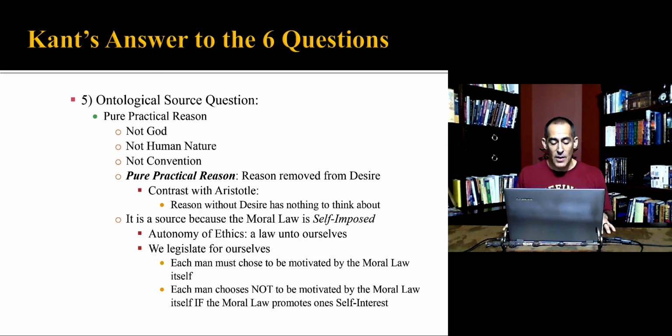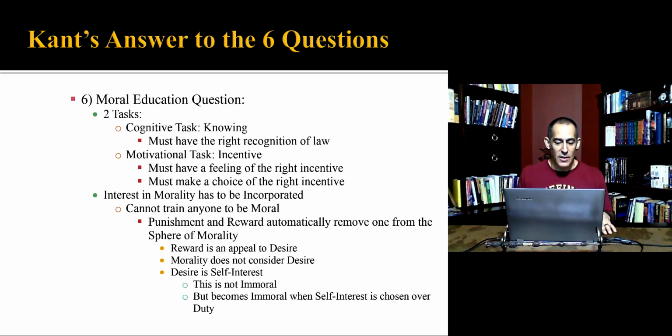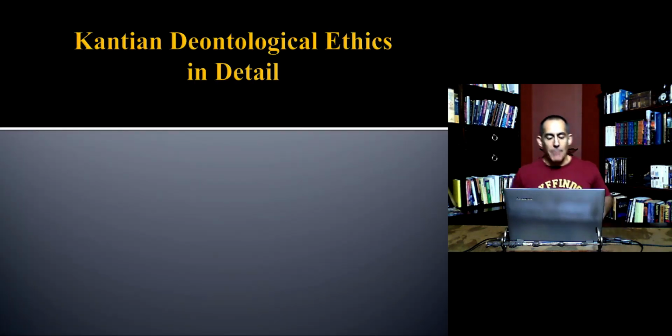And we're going to talk about the free choice that goes into picking between those, the idea of choosing our own motivation. The fifth question is the ontological source question. We're talking about basically the ground for the entire system, which is going to go back to what we call the pure practical reason. We'll have to unpack that a little bit. And then the final question is the moral education question, which asks, again, what we need to know before becoming a moral person. All right.